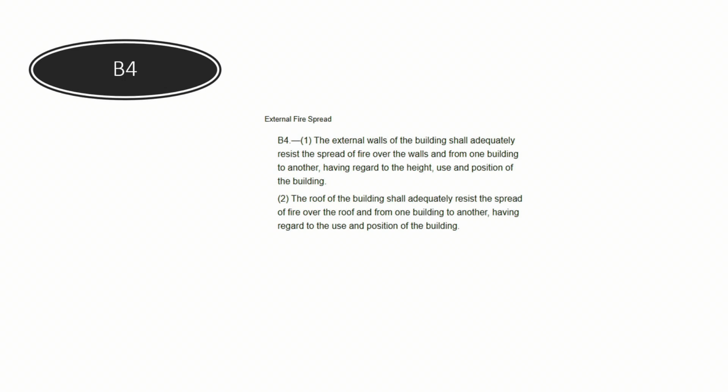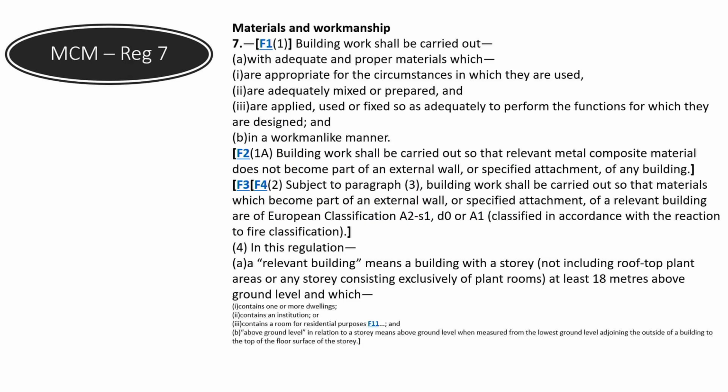B4, external fire spread. B4, external walls of the building should adequately resist the spread of fire over the walls from one building to another, having regard to the height. I will whistle stop through this. Now, Regulation 7, which I mentioned before, all Regulation 7 in the building regulations says is that the material and workmanship should be fit for purpose for its end use. Pretty simple, basically, which references the need for manufacturers' recommendations to be followed, all that sort of stuff.